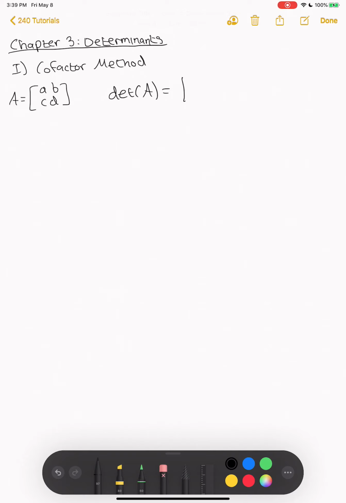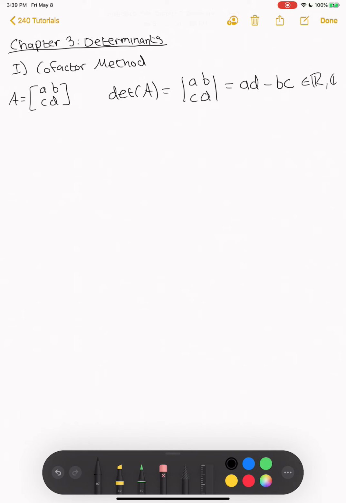we can take its determinant, which you'll sometimes see written with the vertical bars on the ends here. And it's just equal to the product of the diagonal terms, so AD, minus the product of the off-diagonal terms, BC. And this will give you some number. It could be complex, it could be real, but mostly real in this course.